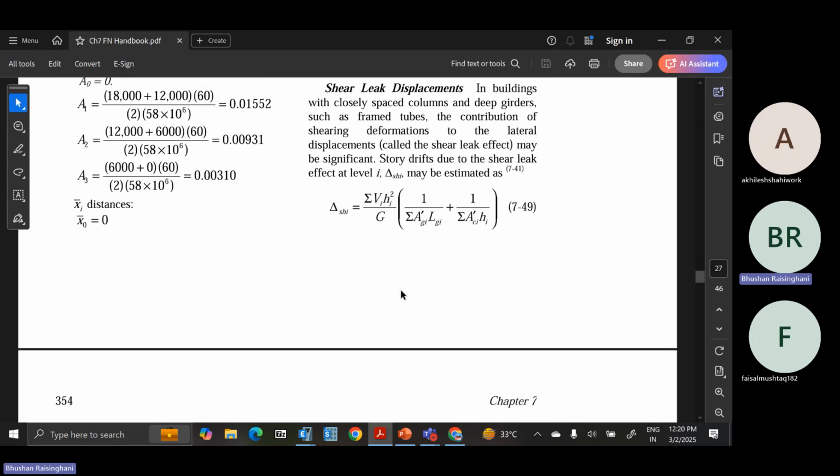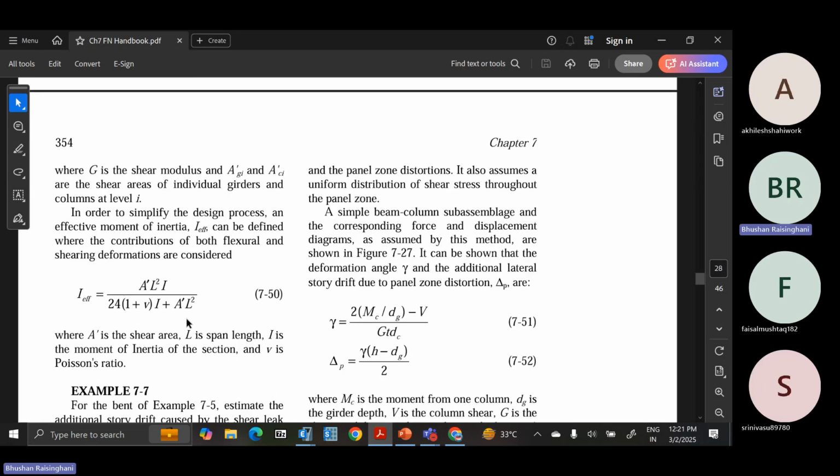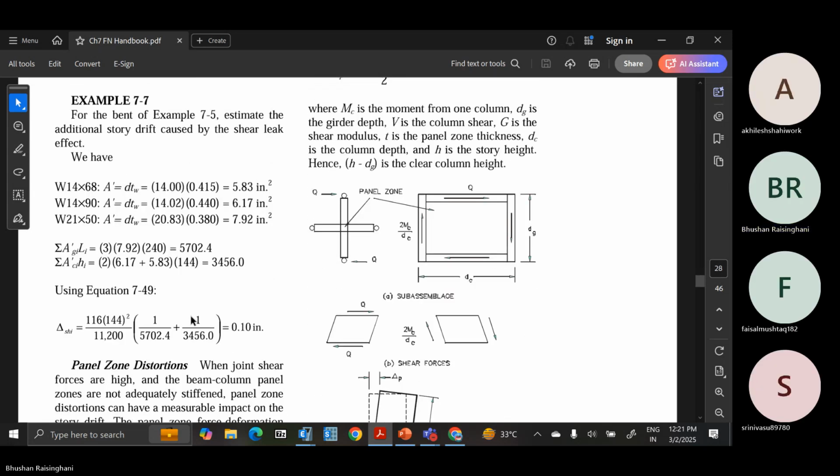Okay, so I don't want to confuse you with the frames that we are doing versus this. However, this concept is important, but how to apply it, you will have to go deeper into it. So you also read through it and you can ask your doubts on this particular topic: what is the shear lag effect and how it is affecting the displacement of the building. So G is the shear modulus, and AGi and ACi are the shear areas of individual girders and columns at level i. And I effective you will obtain and you will get the displacement.